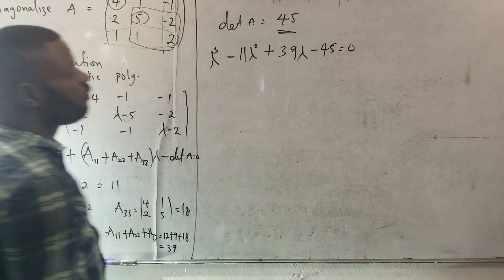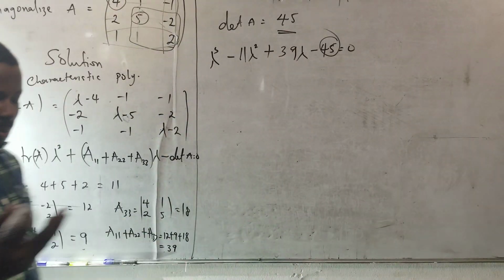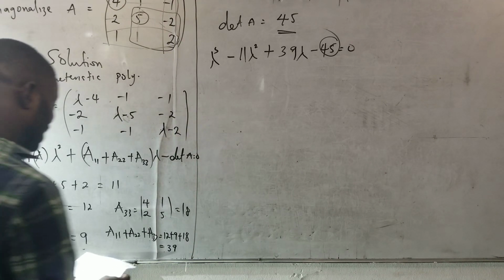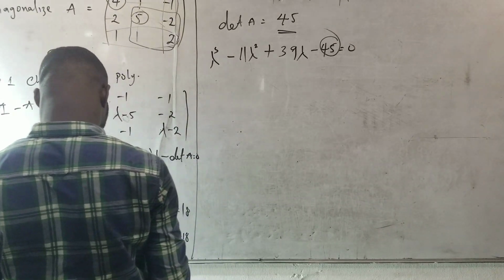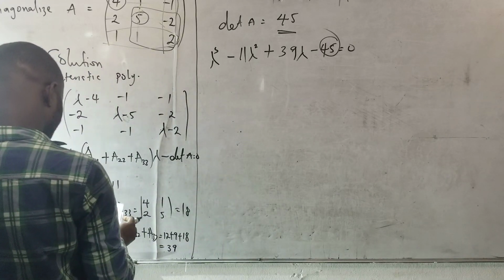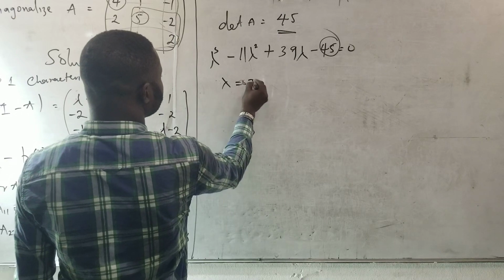Now, I want to move on to this. I will look for the factors of this number, which is going to be what? Plus 5, 5 is one of them. 3 is one of them. Now, I can say that when my lambda is equal to 3, let's see what we get.